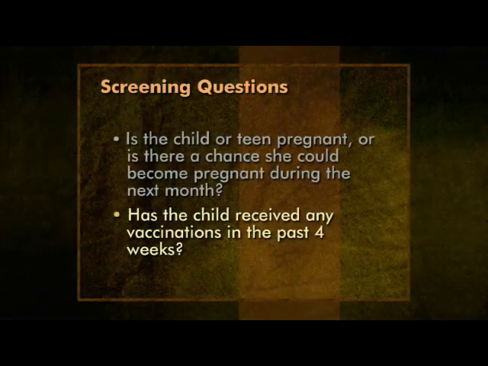Sexually active females who receive MMR or varicella vaccine should be instructed to practice careful contraception for 1 month following receipt of either vaccine. With the exception of human papillomavirus vaccine, inactivated vaccines may be given to pregnant women when indicated. It is not necessary to inquire about pregnancy in household contacts. Having a pregnant woman living in the household is not a contraindication to administration of any vaccine to other household members except smallpox. The final screening question is, has the child received any vaccinations in the past 4 weeks?